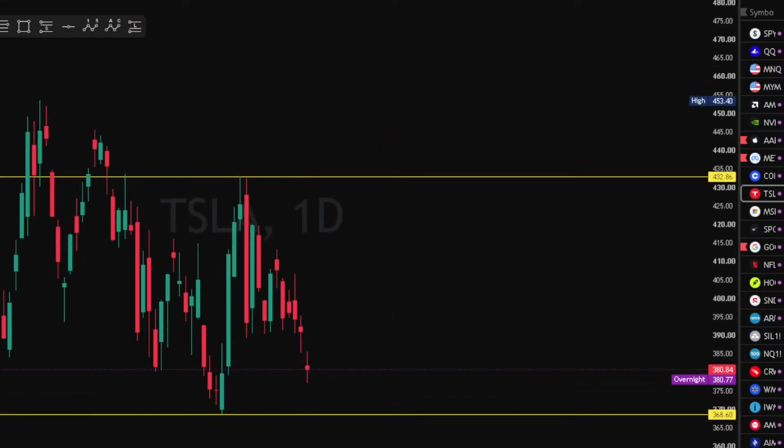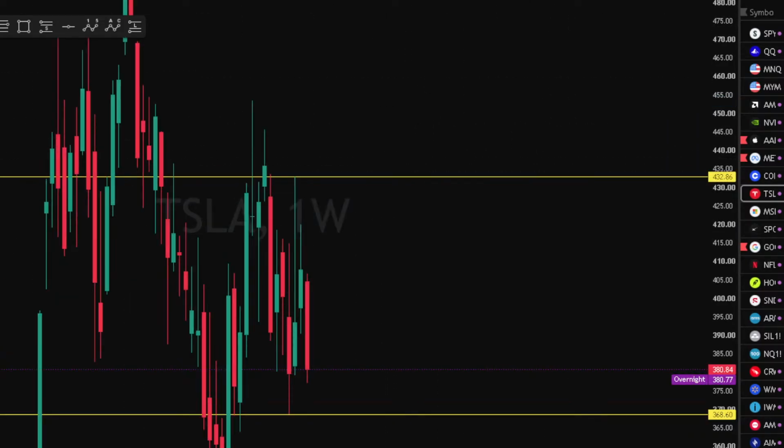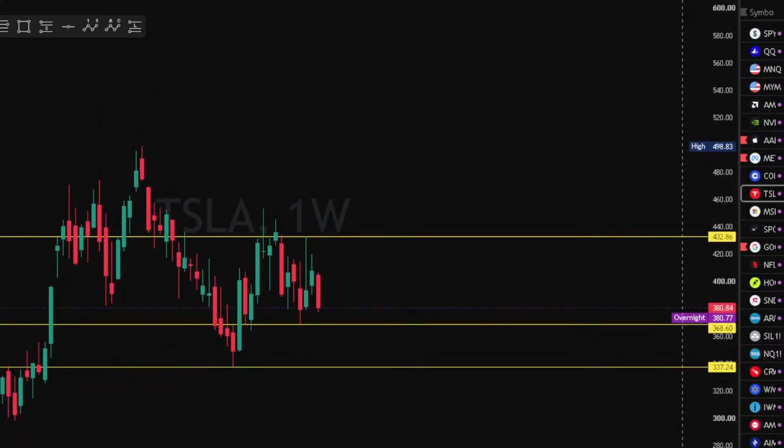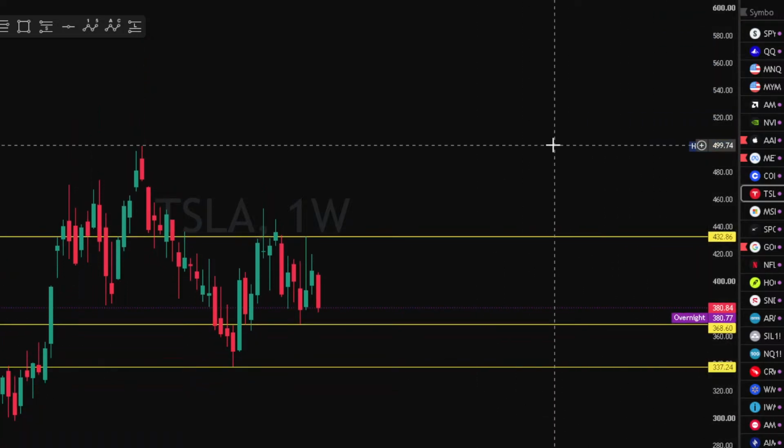If we end up pushing higher, so say if we somehow push all the way back up to 432, uptrend above that, let me see. I'm going to be honest, if it pushes all the way back up there, I don't think I want to take that trade on Tesla. So that's all I'm looking for.